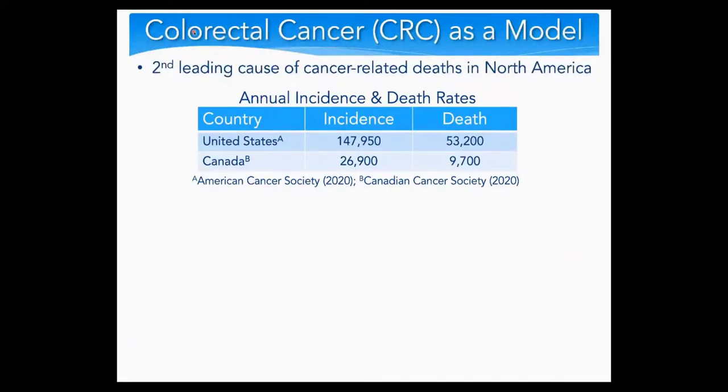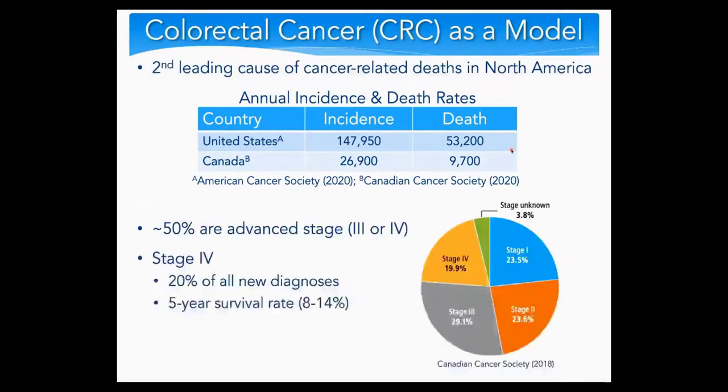So as I've alluded to already, CIN is very much prevalent in colorectal cancer, and so we often use this as our primary model for study. Just a little bit of statistical information. It is the second leading cause of cancer-related deaths in North America, and this table generally shows you the annual incidence and death rates within the United States in cancer. And you can see that collectively, there are about 175,000 new diagnoses each year, and approximately 63,000 deaths each year as well.